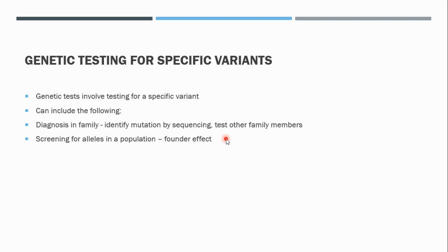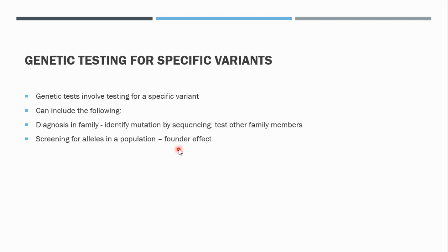Genetic testing can also be used to screen for multiple alleles in a population. The founder effect occurs when a population is developed from a very small number of individuals. So, for example, in European populations, which may have occurred due to a migration out of Africa many years ago, this could result in a founder effect where a large population was started by a very small group of individuals.